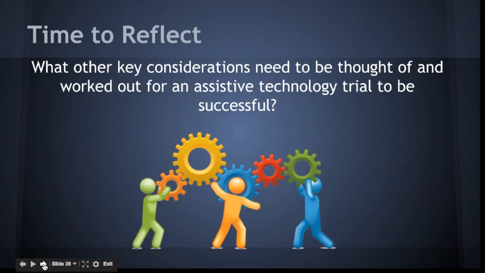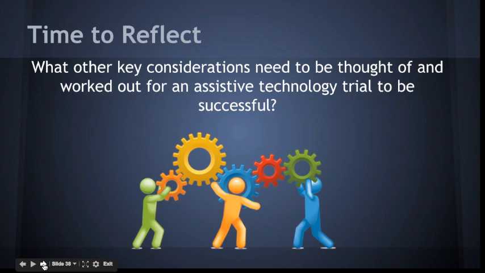So, just sit and reflect for a couple minutes. What are some other key considerations that need to be thought of and worked out for an assistive technology trial to be successful? They could be things such as, does the student need to have access to the internet for a tool? When you use the iPad for any of the speech recognition apps, or even just the built-in voice dictation for the newer iPads, you need to have internet access to use it. So if that's a type of tool you want to trial with a student, you're going to have to make sure there's internet access for that student. And some districts don't allow outside devices to be accessing their internet and their network. So it's things like that you just need to think about.